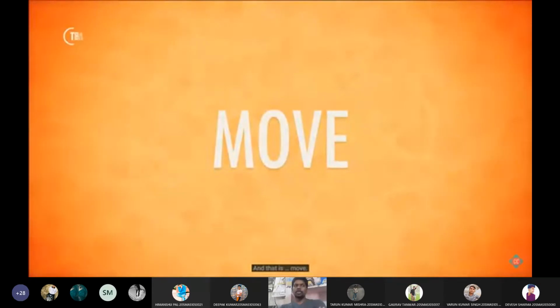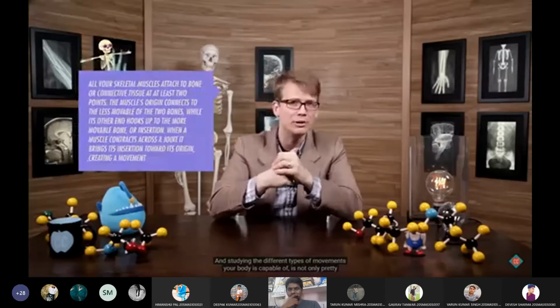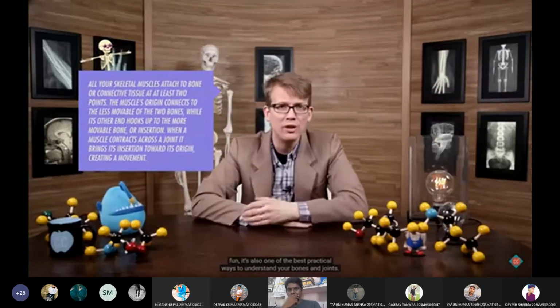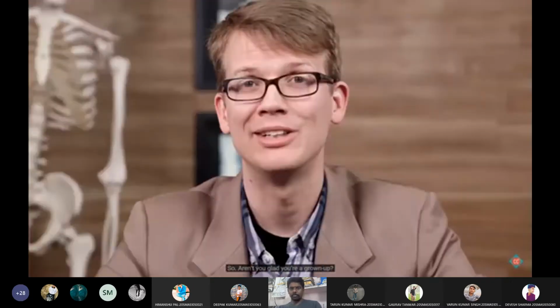And that is move. Body movements happen when muscles contract across joints, moving one bone toward another, and studying the different types of movements your body is capable of is not only pretty fun, it's also one of the best practical ways to understand your bones and joints. If you ask me, all that is infinitely more interesting than memorizing what goes where and pretending like a backbone is really an anatomical structure. So, aren't you glad you're a grown-up?